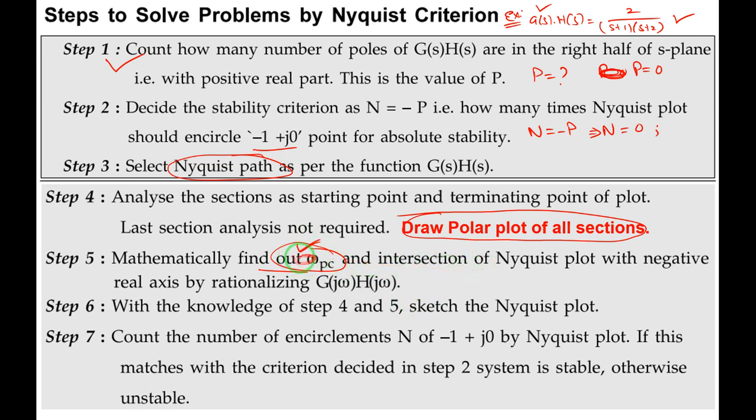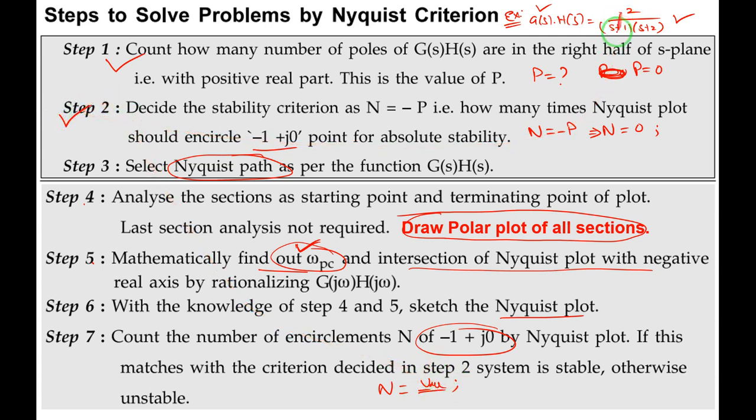After finding omega pc, find the intersection point on the negative real axis. The coordinates of that intersection point of the Nyquist plot with the negative real axis also we have to find out. Find both omega pc and the intersection point. Then from steps 4 and 5, sketch the Nyquist plot. After sketching, look at how many times the Nyquist plot is encircling the critical point minus 1 plus j0. I will get N equal to some value. Whether this value matches the criterion described in step 2.